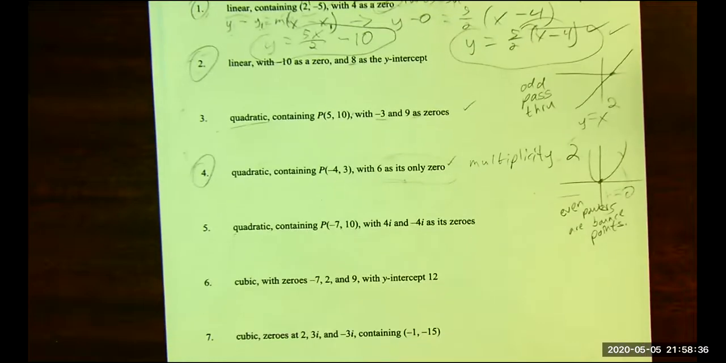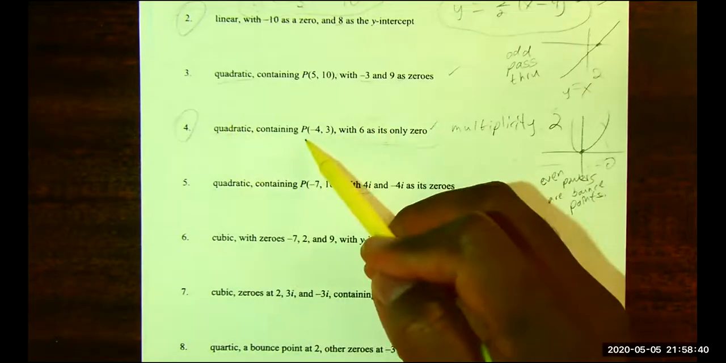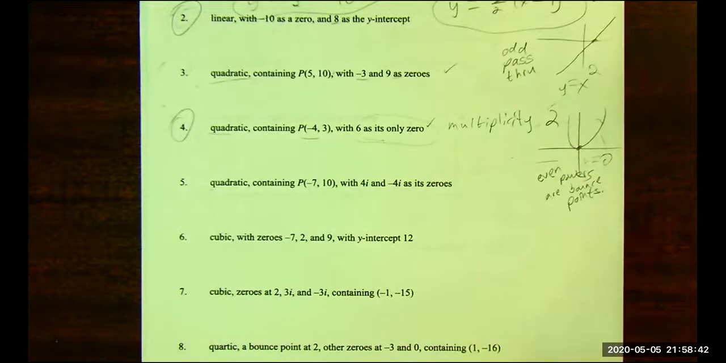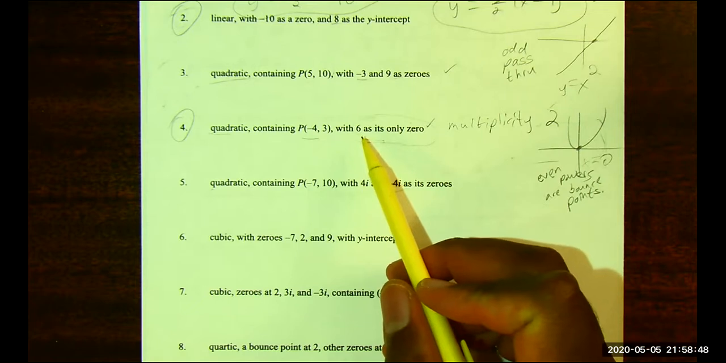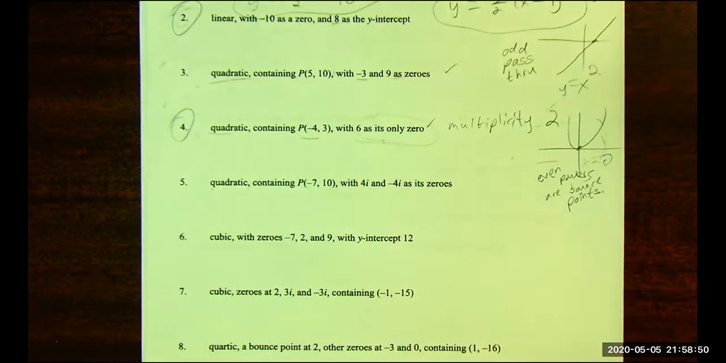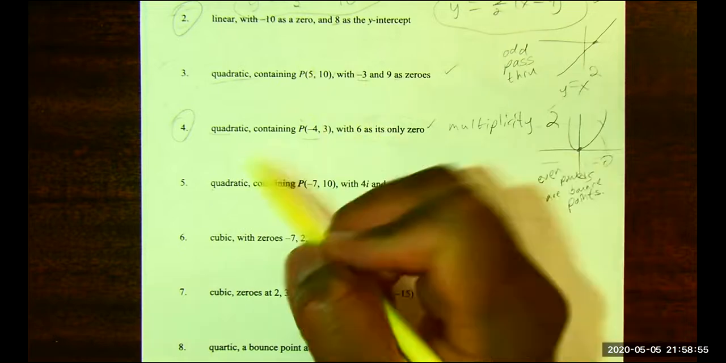So let's jump and do 4, right? Quadratic containing this coordinate. So let's think about how we're going to do this. Typically, we've done things with 2 roots, but this is different. I'm going to set this up. I'm going to ignore this for the time being and try to solve this.